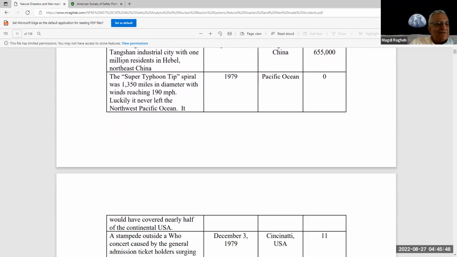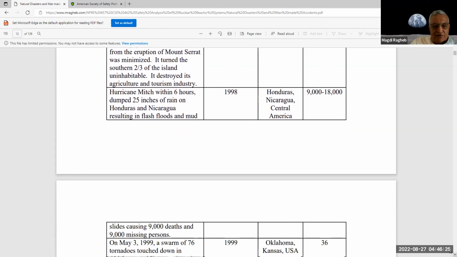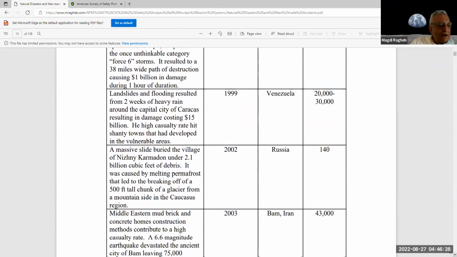Interestingly enough, the super typhoon, the largest typhoon ever to happen, happened in the Pacific Ocean in 1979, and nobody died. Oh, wow, that's very fortunate. The hurricane or typhoon stayed offshore, right away from land, so it didn't cause any deaths. In the United States, again, Hurricane Mitch, within 6 hours in Honduras, Nicaragua, Central America, caused the deaths of 9,000 to 18,000 people.